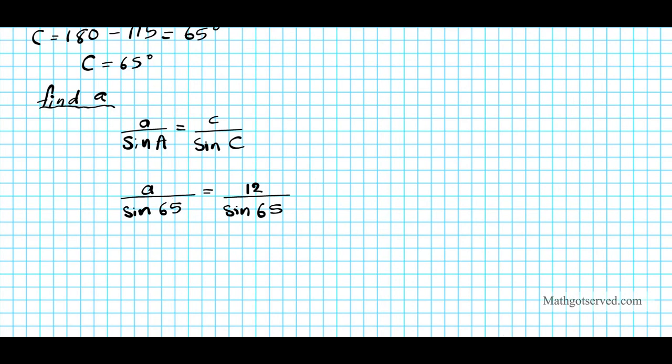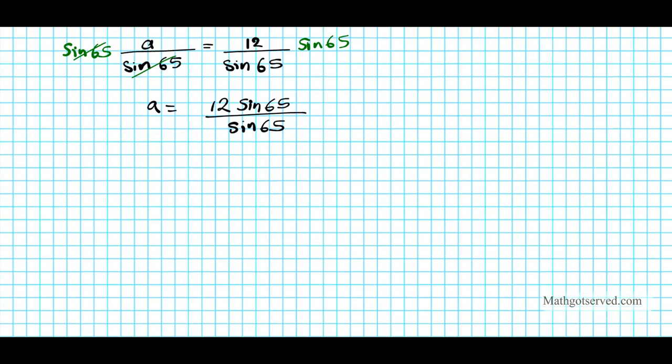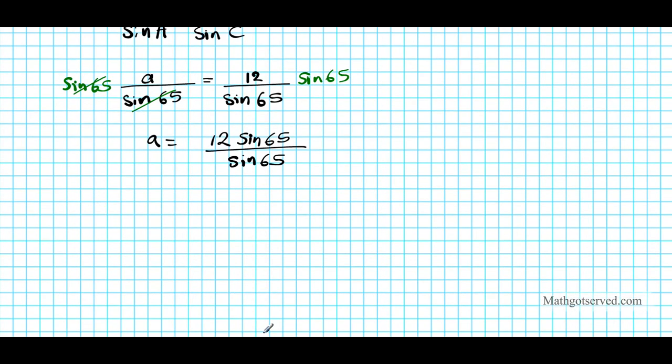To get little a by itself, I will multiply both sides by sine 65. So this divides out, and that yields a equals 12 sine 65 over sine 65. We don't need a calculator to do this because the sine expressions are identical, so we can just divide them out. Sine 65 goes here once, sine 65 goes here once. Your final answer is a equals 12. So there goes the measure of one side.